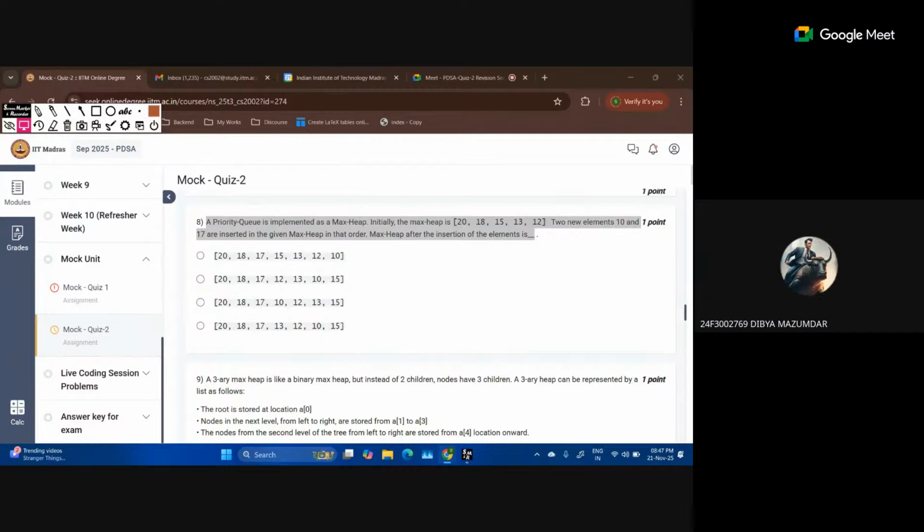Ma'am, we can create the heap first. Insert 10, and then check whether you need to sift up. If necessary, then you can do it, otherwise leave it as it is. And then insert 17. If you need to sift up and adjust for the max-heap, then you can do that. After doing all the operations, your answer is coming as option D. Okay. So, do you want me to draw the max-heap and explain what he said, or is it clear?